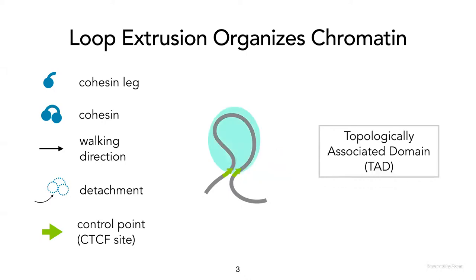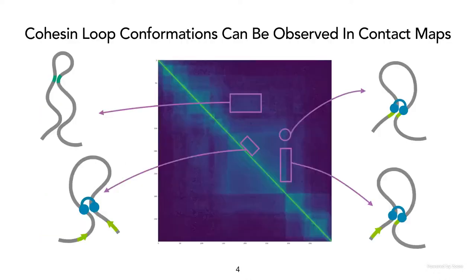Of course, then you can imagine that the area located between two convergent control points is more likely to be found together, and we refer to those areas as topologically associated domains, or TADs. So now let's go back to that contact map that I showed you before. We can actually see those loop conformations on the contact map. In the area close to the diagonal, we observe a really high contact frequency, and that's because this is within one TAD, and the cohesin has not yet encountered the control points.